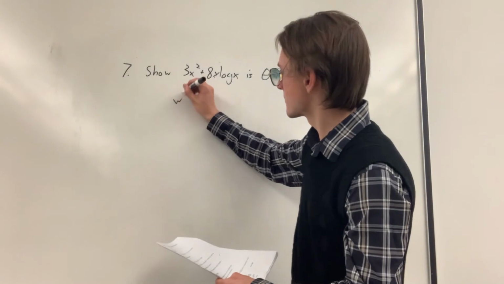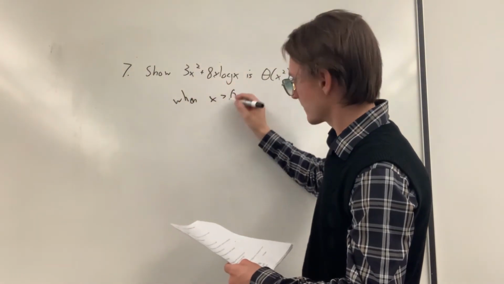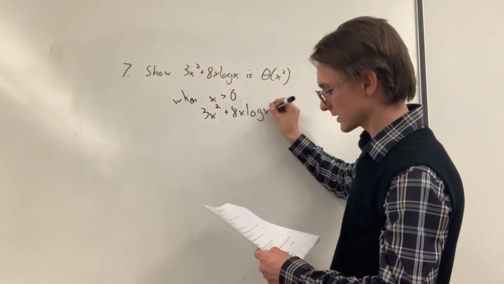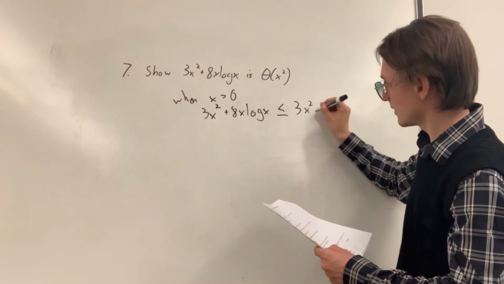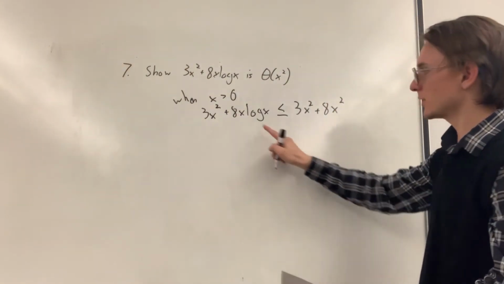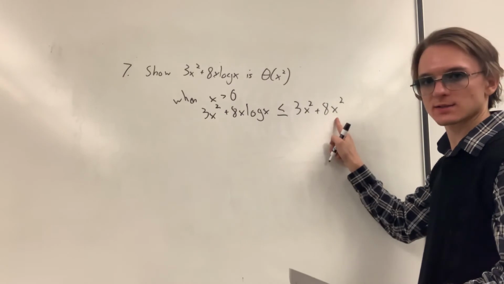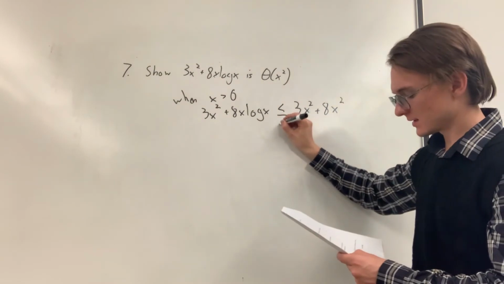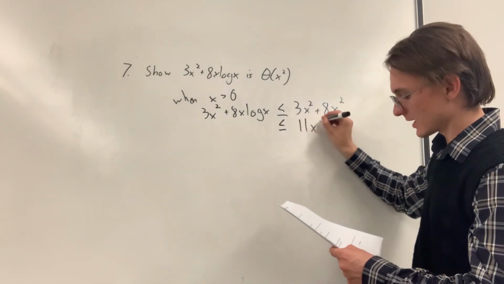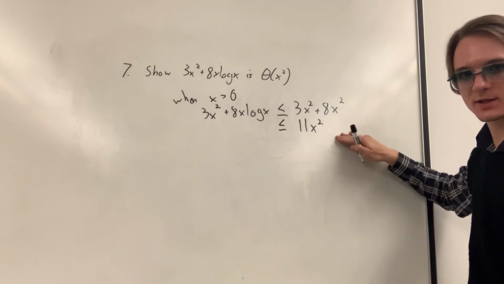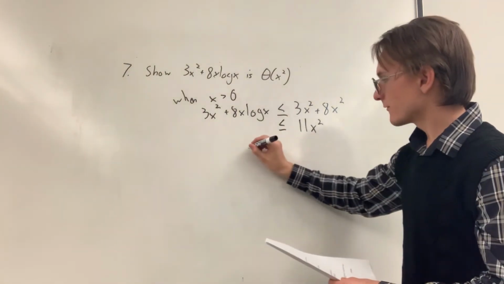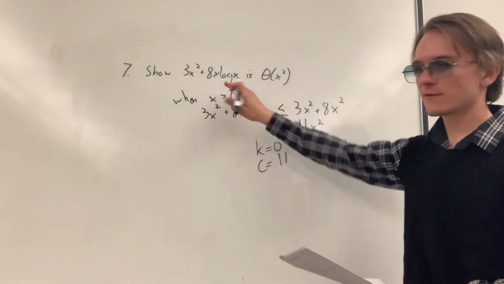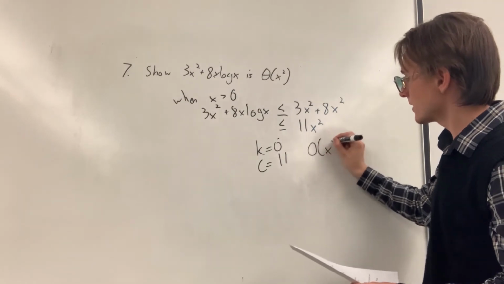First, when x is greater than 0, 3x squared plus 8x log of x is less than or equal to 3x squared plus 8x squared, right? We change this log of x and turn it into an x. And then we get 8x times x, so it's 8x squared. This is less than or equal to 11x squared, right? Because you just add them together and get 11x squared. So therefore, when k is 0, c is 11, the following expression is big O x squared.